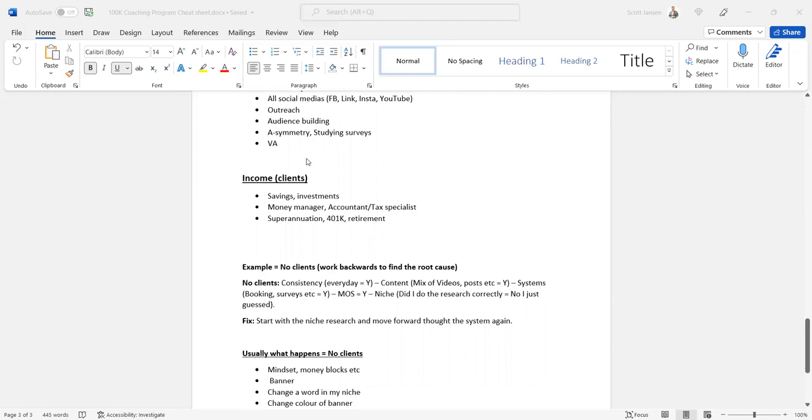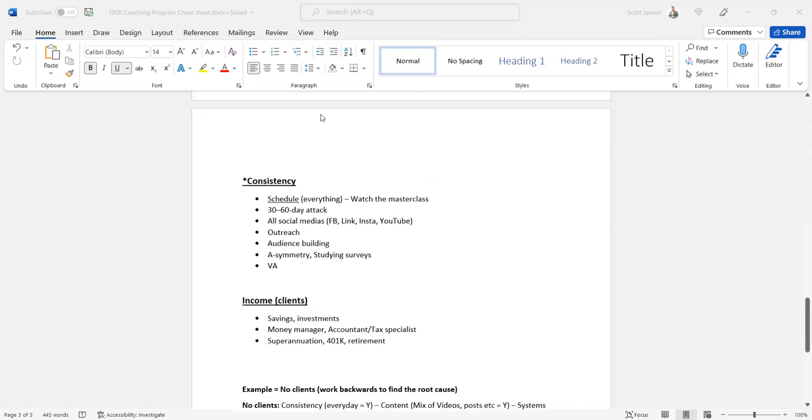Income: when you get to a point where you're getting clients and getting income, what are you doing with your income? Savings and investments, get a money manager, accountant, tax specialist, superannuation, 401k, retirement. Again, we talk about this in week 6 or 7, I believe it is. Because you've got to know what to do with your money. There's no point making 30, 40, 50 grand a month and blowing it. Don't be like what I used to do, just blow it all. Start setting up what I call your war chest. Start setting up for what happens later in life when you want to give up on the business and just relax for the rest of your life and retire.